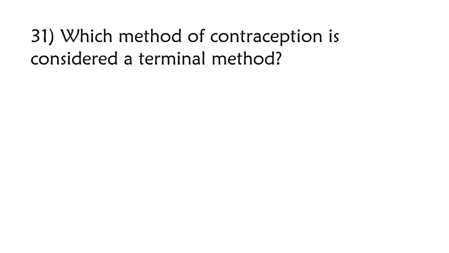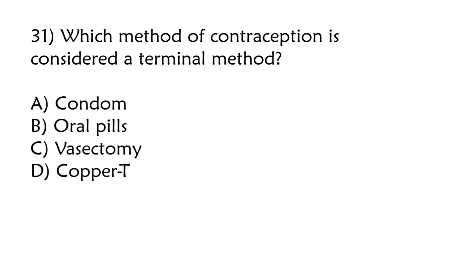Which method of contraception is considered a terminal method? Condom, oral pills, vasectomy, copper T. Correct answer is option C, vasectomy.